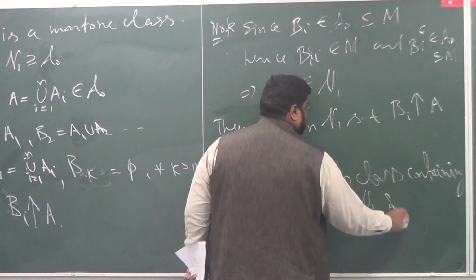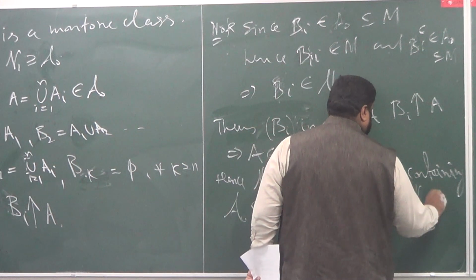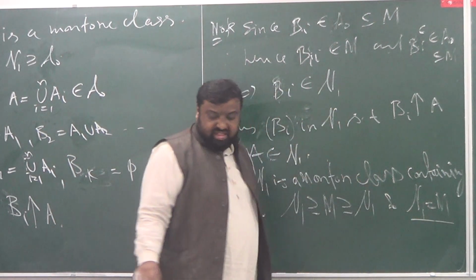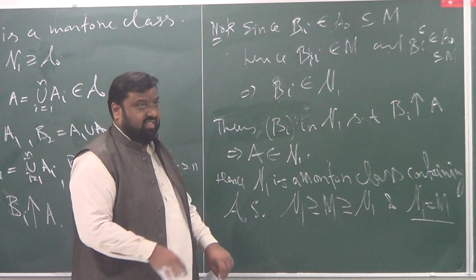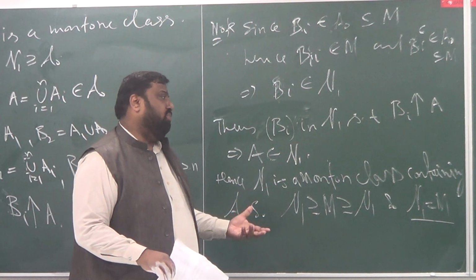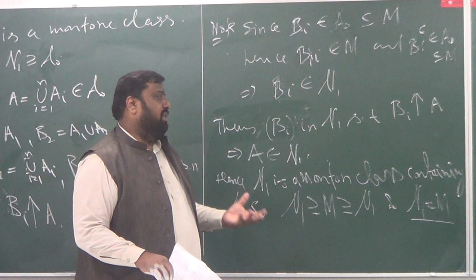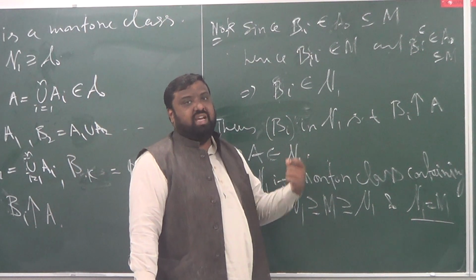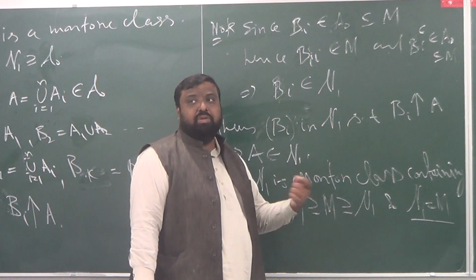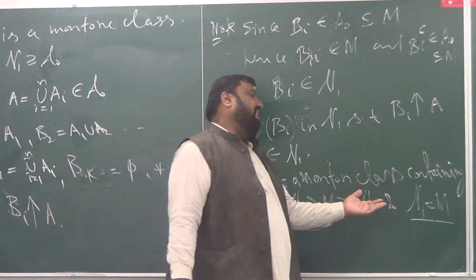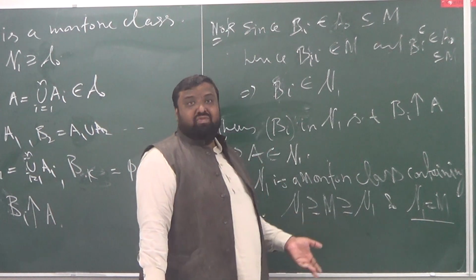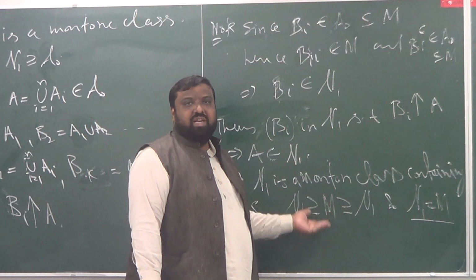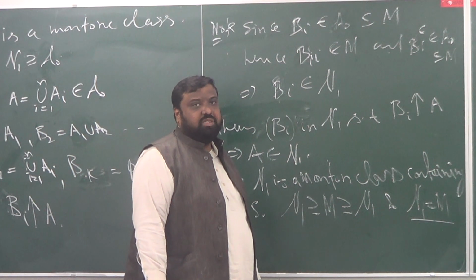So N1 is the same as M. What is the benefit of getting this? The property that we wanted, in order to show M to be a sigma field, is that every element of M satisfies this complementation property. But since M is equal to N1, and for N1 the complementation property is true, M also has the complementation property.